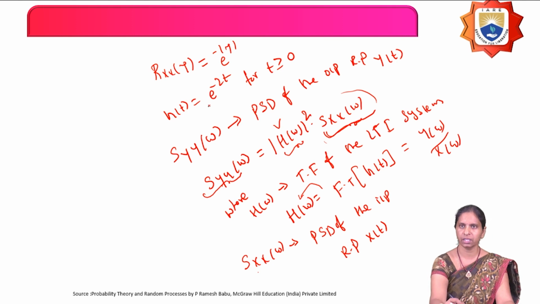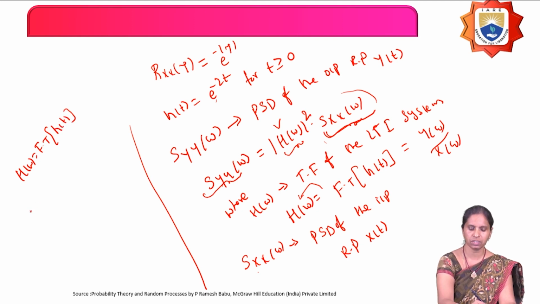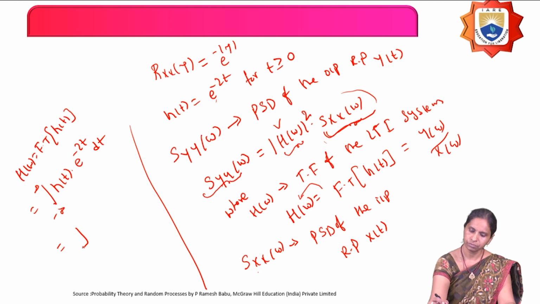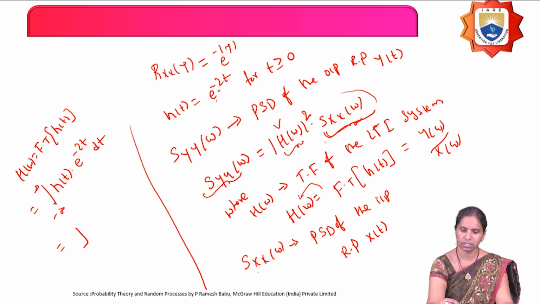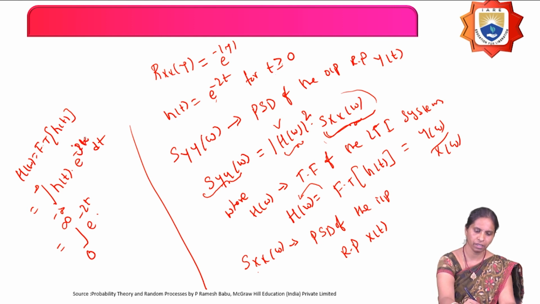So what is impulse response? In the given problem they are given as e power minus 2t for t greater than or equals to 0. So what is H of omega then? Fourier transform of h of t. So what is the Fourier transform of h of t? Integration minus infinity to infinity h of t into e power minus j omega t dt. In the given problem only for positive values it is e power minus 2t. When t is less than 0 it is 0, therefore we can replace the limit as integration 0 to infinity, nothing but for positive values of t. What is the function here? e power minus 2t into e power minus j omega t dt.